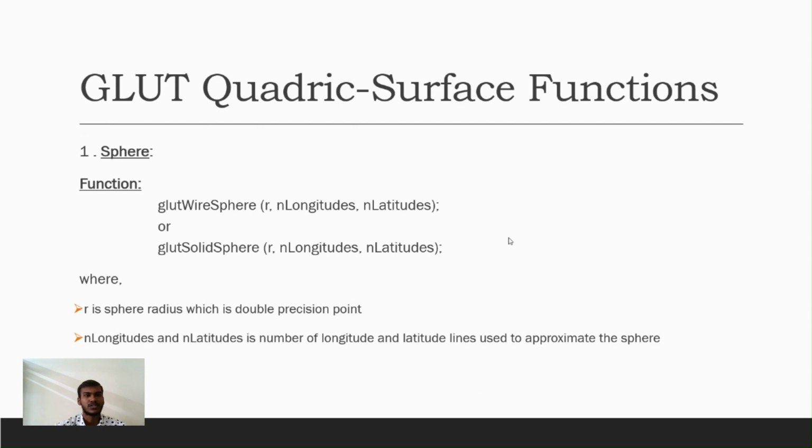Then comes the next topic, that is GLU quadratic surface functions. The first one is sphere. Let's see the function. glutWireSphere(r, nLongitudes, nLatitudes), which can be represented in another way also: glutSolidSphere(r, nLongitudes, nLatitudes), where r is the sphere radius, which is a double precision value. nLongitudes and nLatitudes are the number of longitude and latitude lines used to approximate the sphere.